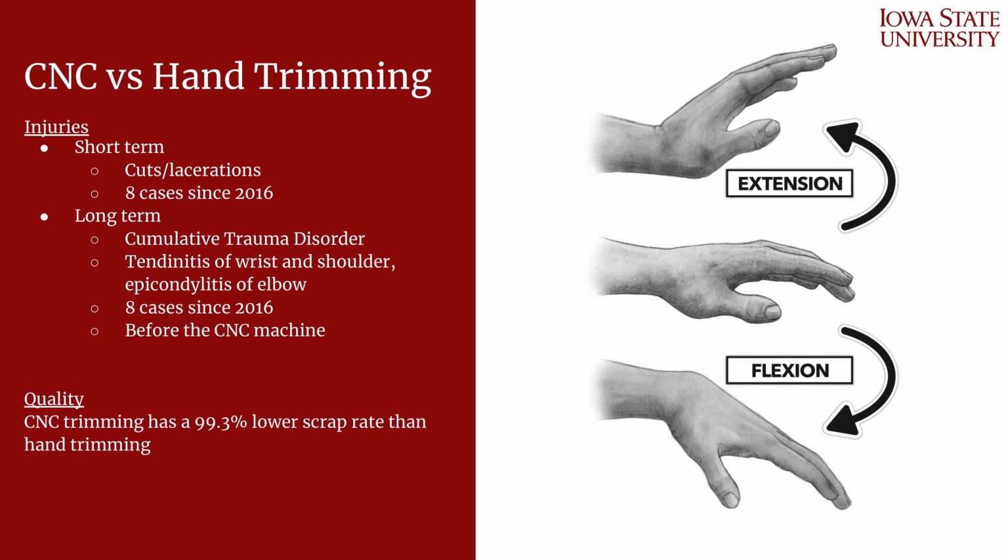In the short term, hand trimming poses some safety concerns through cuts and lacerations to the operators, and in the long term through cumulative trauma disorder, which is essentially the repetitive movement over time causing injury to the operators, and we found significant evidence of this with workers at the company. Additionally, parts are scrapped at a much higher rate from the hand trimming process than compared to the CNC process.